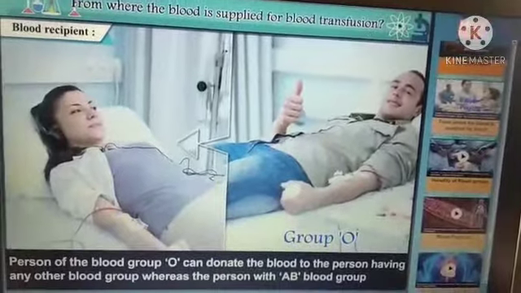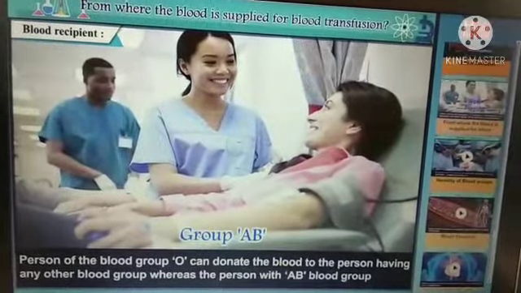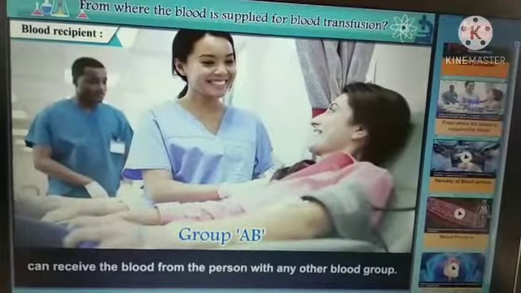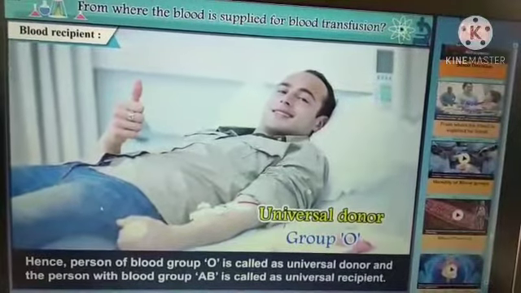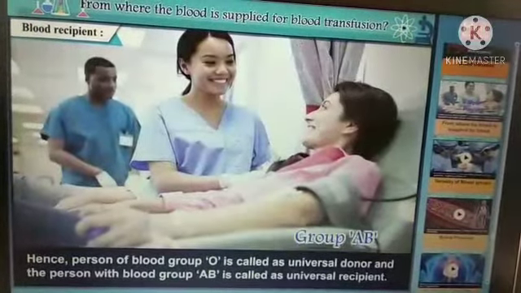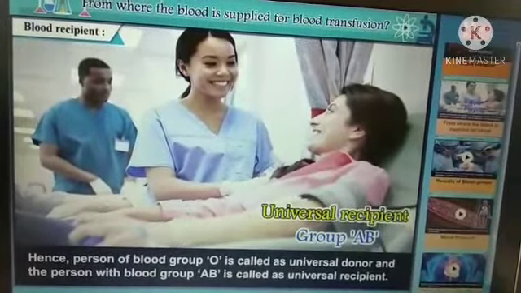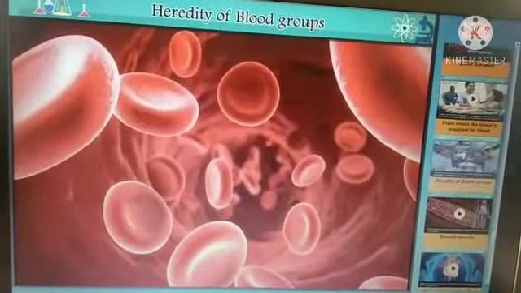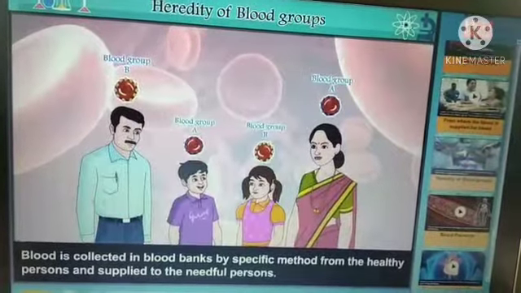A person of blood group O can donate blood to a person having any other blood group, whereas a person with AB blood group can receive blood from a person with any other blood group. Hence, a person of blood group O is called a universal donor and a person with blood group AB is called a universal recipient. Heredity of blood group.